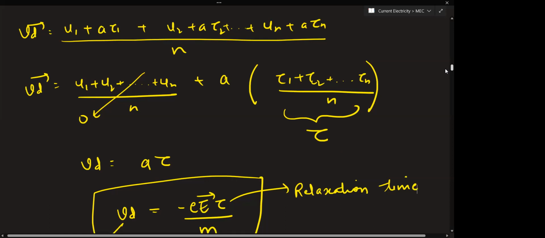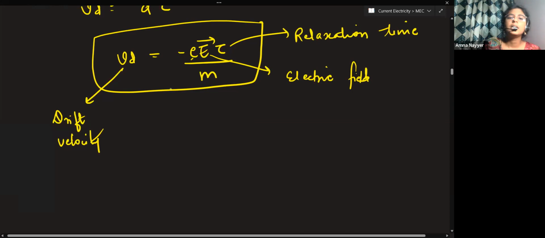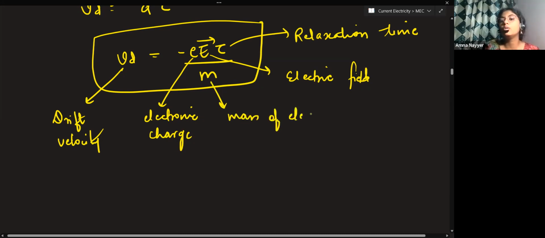So yes, Kulsum, right. It is electric field. Capital E is the electric field. Small e is the electronic charge. Electronic charge means charge on electron. And m is the mass of electron. Do not take it as the mass of conductor.